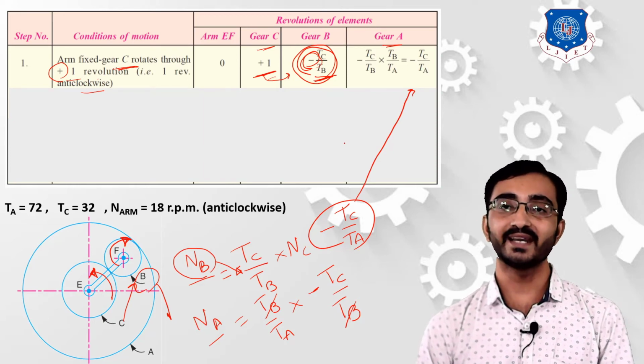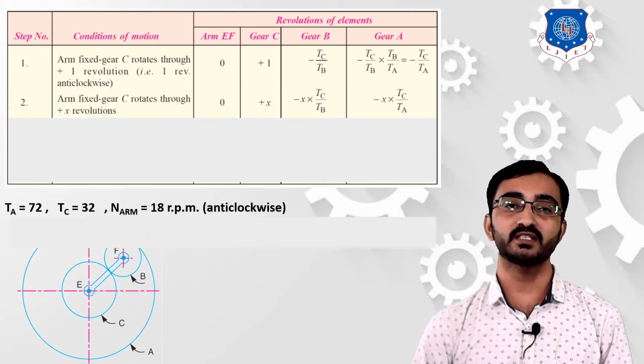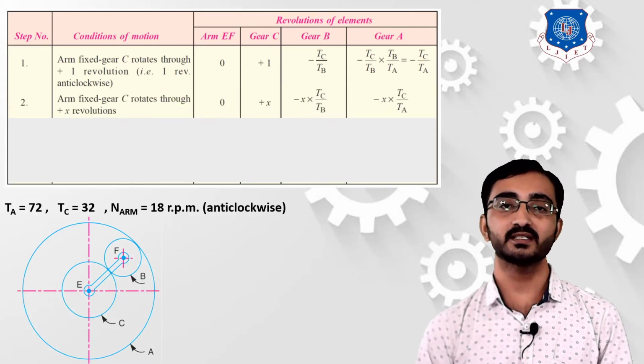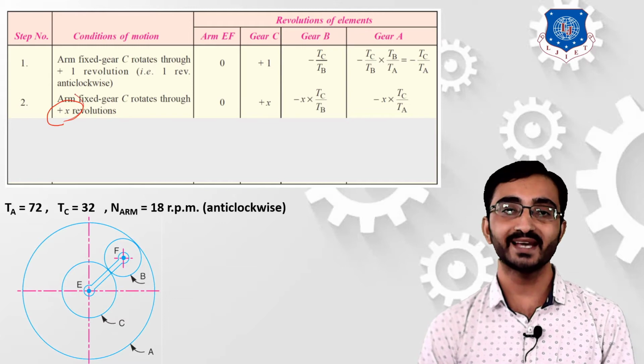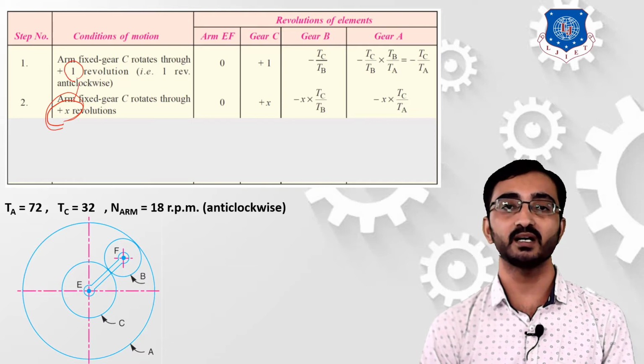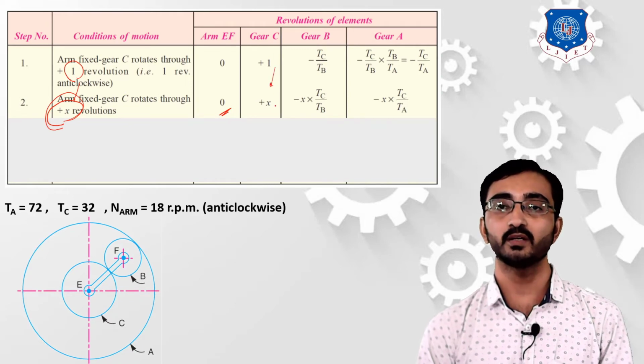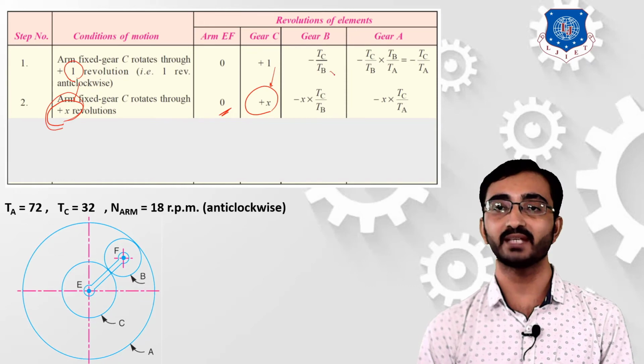Okay, now after identifying this first condition, the next condition that we have to consider is gear C with plus x revolution rather than plus 1 revolution. Okay, so we are simply replacing this 1 with the x value. So in that case your arm will again be in a fixed condition, your gear C will be rotated with plus x revolution, and over here you have to again multiply with the x component, that is the speed of gear C.